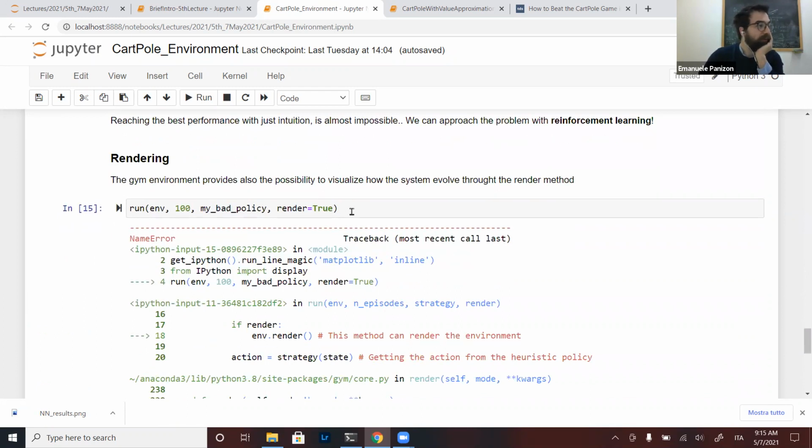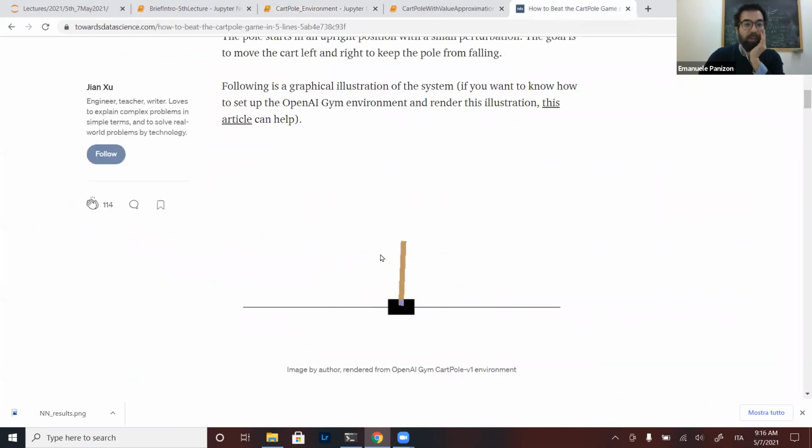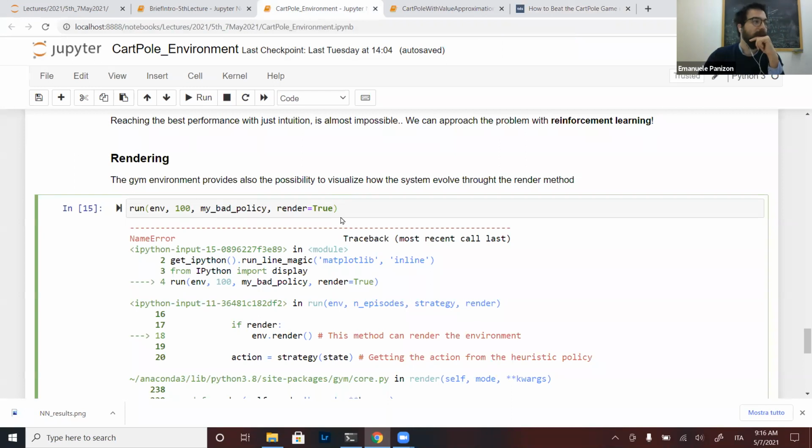The only point which I'm sorry for is that this usually allows us to see it in real time with render, like movies like this. This is something which I will show afterwards. It's a very interesting post by Jean Zhu, which I will also link because it solves it without reinforcement learning. But usually there is a movie for each episode. You can create a movie which is something like that. Unfortunately, my PC with Ubuntu and Windows does not manage to make it work.